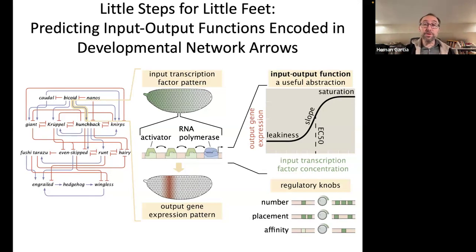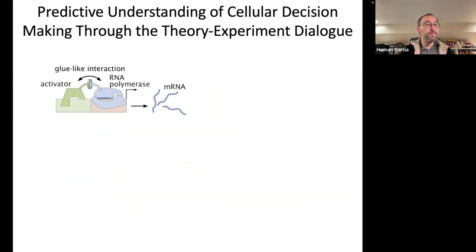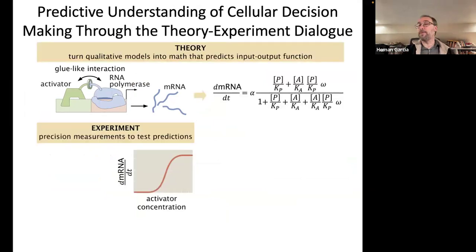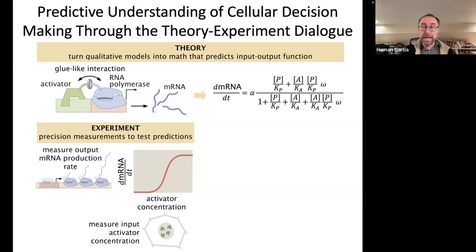So how do we pull this off? Well, what we try to do is to engage in the same dialogue between theory and experiment that is the hallmark of the physics approach. By that I mean that we grab these qualitative models of biological function that you often find in biology textbooks, and we turn them into precise mathematical statements that predict, for example, the input-output function. And then we go into the lab and we measure input and output in order to test the theoretical prediction.